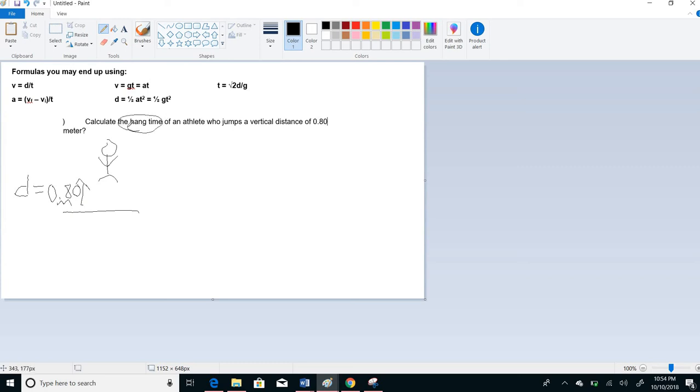Now with this one, a lot of times students get a little overwhelmed and they say, I only have one variable. How in the heck am I going to solve for anything? Well, remember, any time we're dealing with up and down or vertical motion, we always have G. Gravity is always acting on an object that is jumping up. It'll always try to pull that object back down.